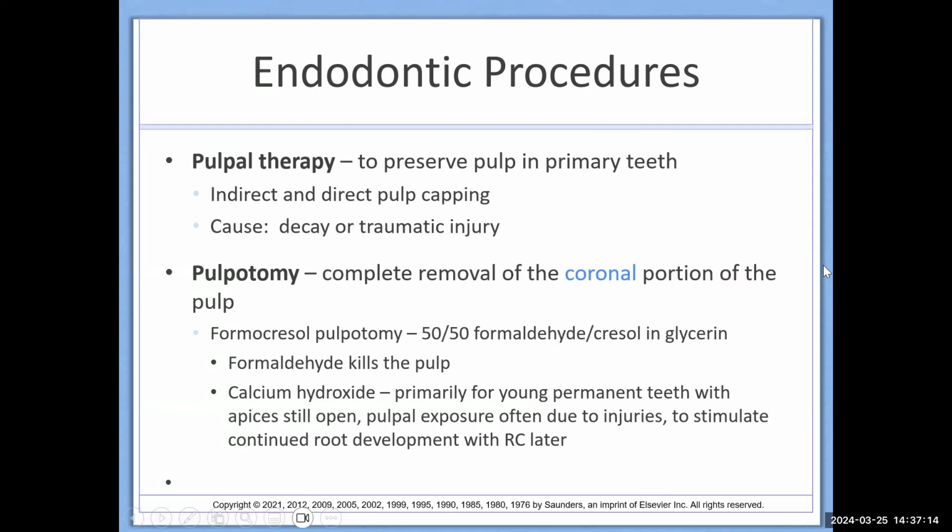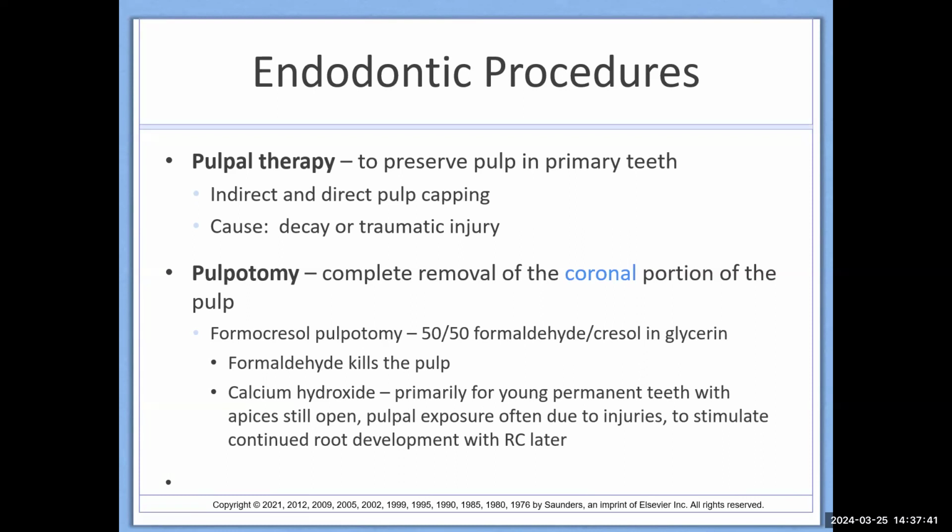When you think of endodontic procedures, they're a little bit different than the permanent teeth. With primary teeth, you have something called pulpotherapy. We talked a little bit about this before, but we want to always preserve the primary teeth as much as we can because it acts as a good space maintainer. There's indirect pulp capping and direct pulp capping. What is the cause of pulpotherapy? Well, decay or maybe even trauma.